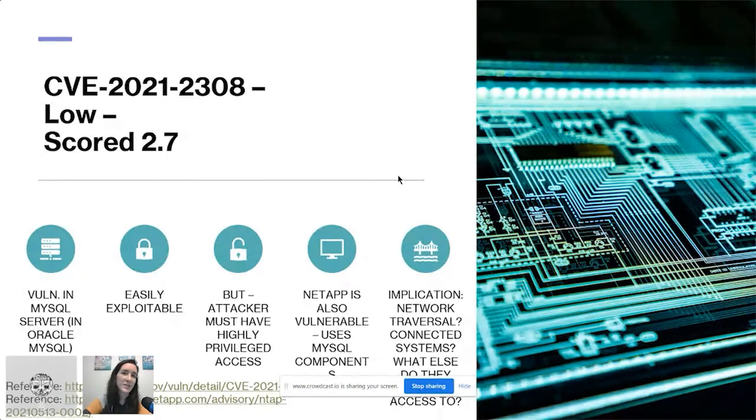So the interesting thing about this vulnerability is that it's not just one vulnerability. It could possibly be one vulnerability in multiple products. Again, if the patch is applied on either NetApp or Oracle MySQL, it's very possible that it would resolve this vulnerability as well. But if this vulnerability is sitting out there on a MySQL server, the implication is that it's easily exploitable, but mostly because an attacker would have to have highly privileged access anyway.